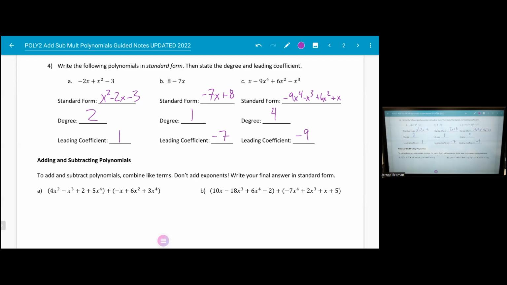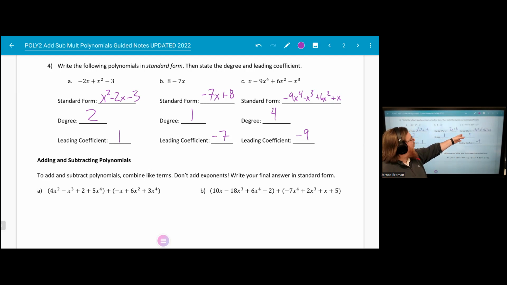All right, for letter B, 8 minus 7x, we need to put the stuff with variables first. So it ends up being negative 7x plus 8. Our degree, or the exponent of x, if you don't see an exponent there, it's just assumed to be 1. It's just 1, right? And then our leading coefficient, what's the coefficient of the leftmost term, and that's negative 7, because I've got negative 7 x's.